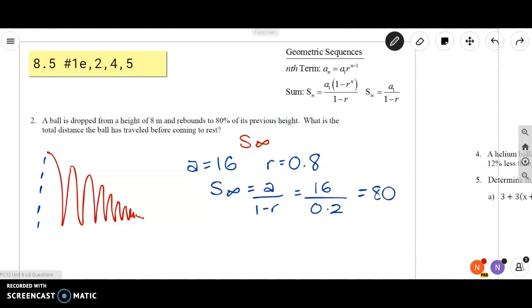However, for our total distance, we're going to need to take away that 8 that didn't exist, the dashed blue line. So our total distance will be 80 minus 8, or 72 meters. Okay, pretty straightforward calculation. You just kind of have to be able to set it up for the movement of the ball. Let's take a look at number 4 next.